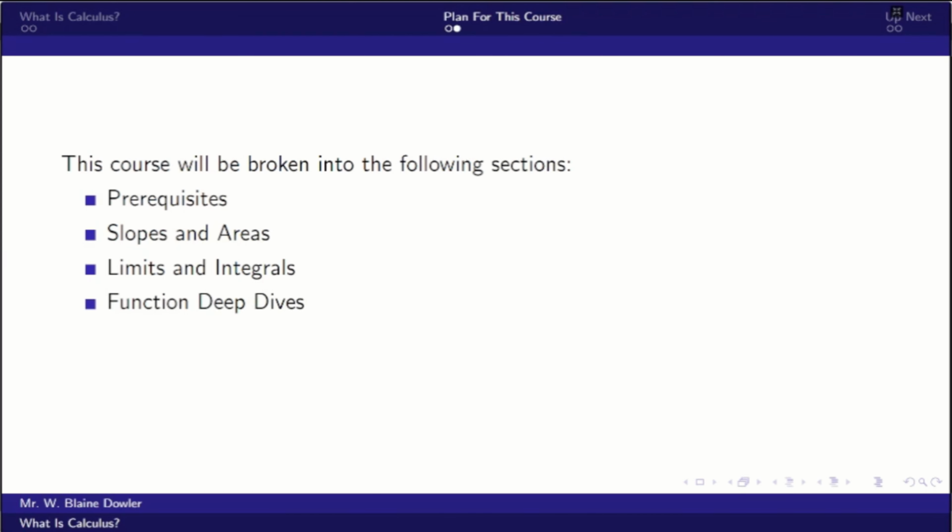Then we'll look at deep dives into how the slopes and areas of very specific functions work. So we'll deal with polynomial functions, rational functions, radicals, trigonometric functions, logarithms, and exponential functions. And then finally, we're going to look at some applications of things that are only possible with calculus, things that go beyond slopes and areas, but use a lot of the same tools and toolkits that we've come up with on our own.